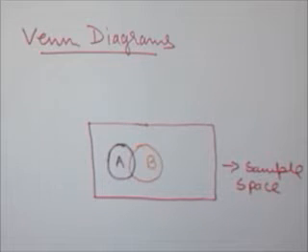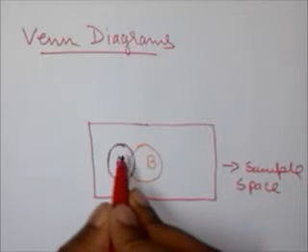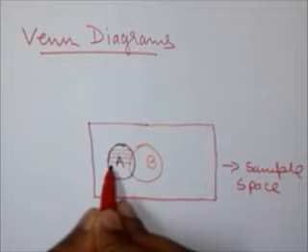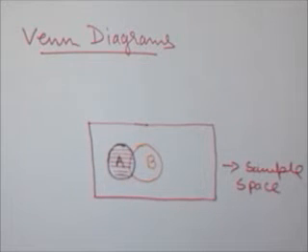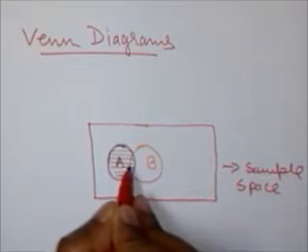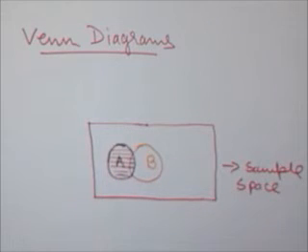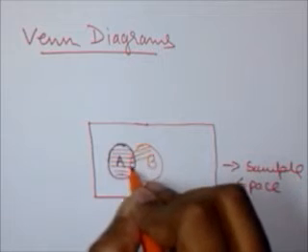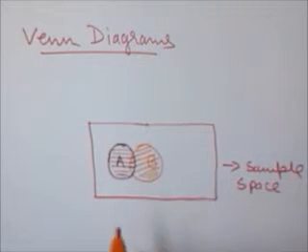First of all, the sample space, as I have told you, is the collection of different sets. Now this area, the area under A, let me shade it. This area represents all the data in the set A, and similarly this area right here represents all the elements of the set B.